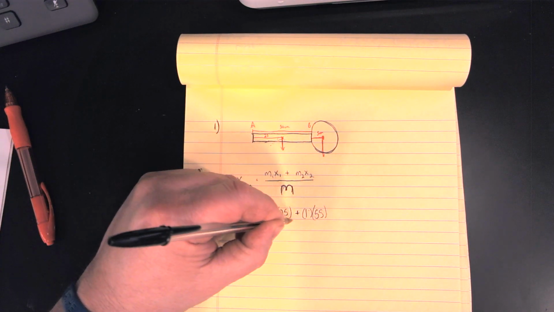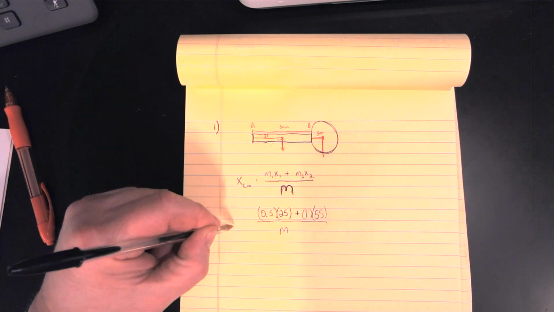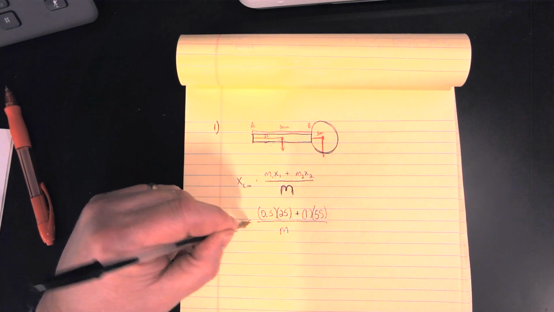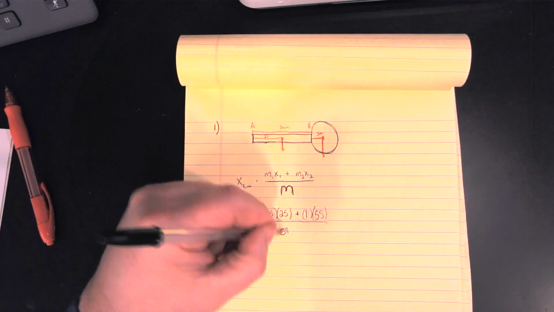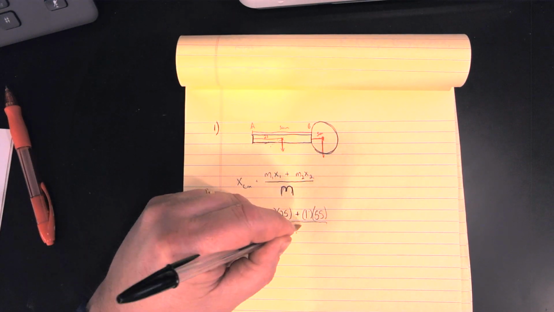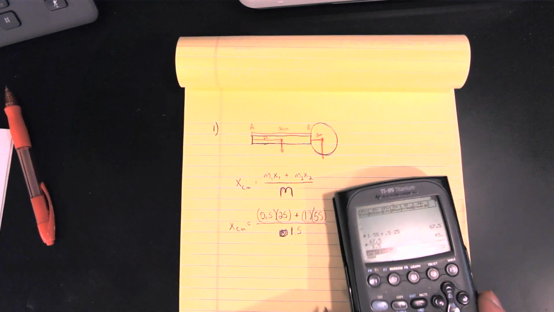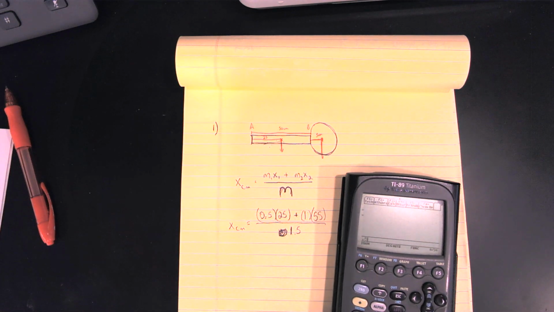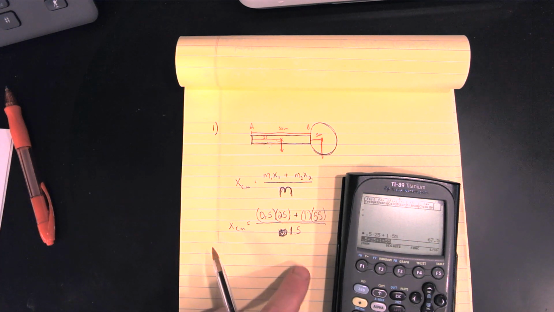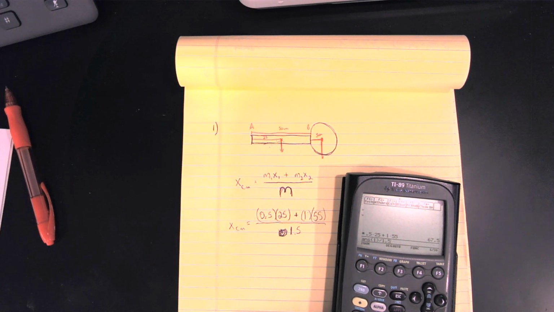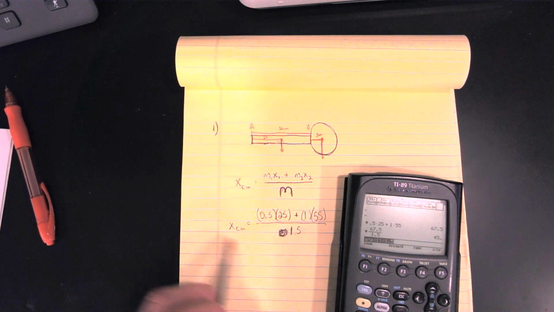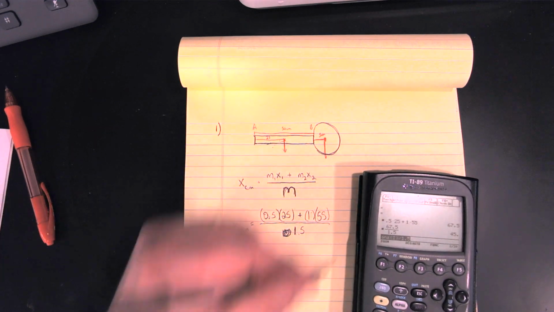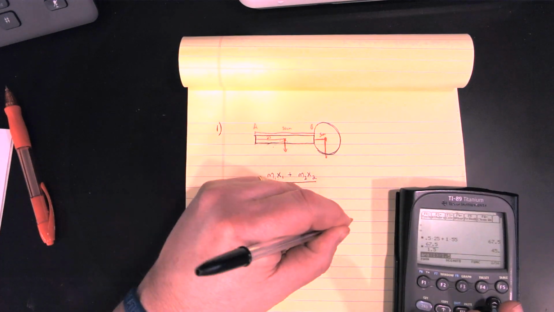And then we need to divide that by the total mass of the system, which we know is 0.5 plus 1, or 1.5. So I'm going to go 0.5 times 25 plus 1 times 55, and divide that by the 1.5 for the total mass. It tells me that the location of my center of mass is 45 centimeters away from my reference point.